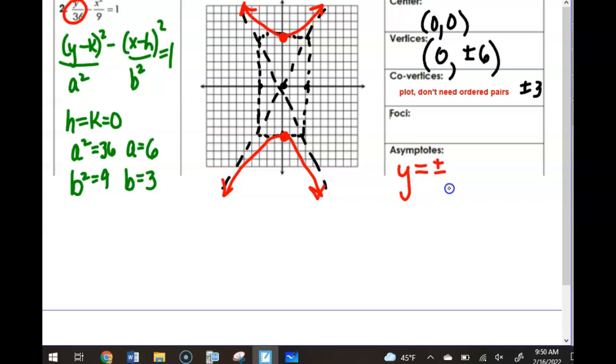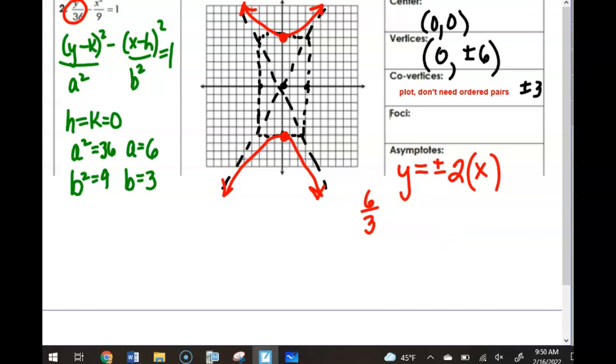When it opens up and down, the slope is a over b, because it's what's underneath y and what's underneath x. So a over b is actually 6 over 3. Yeah, if you wrote 6 over 3, I wouldn't count it wrong. This is tricky enough without me getting petty, okay? But 6 over 3 does reduce to 2, and then there is no shift left or right. So it's really just plus or minus 2x.